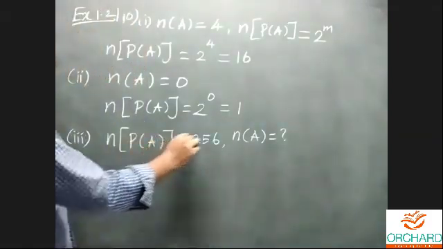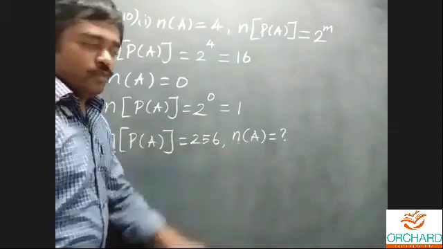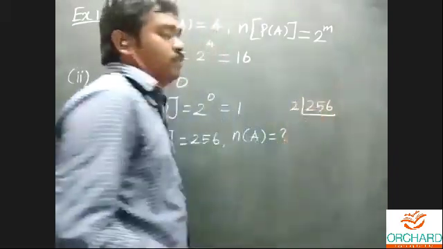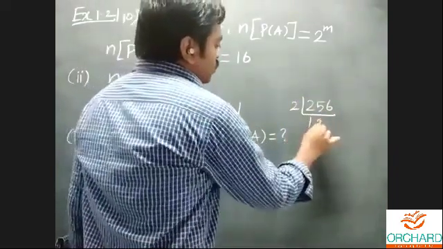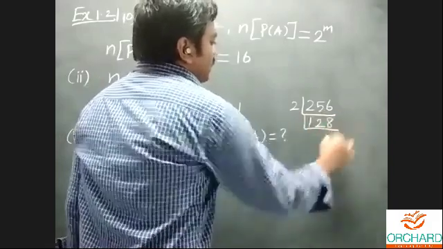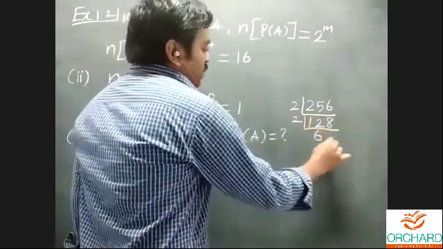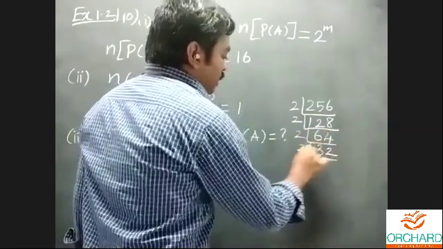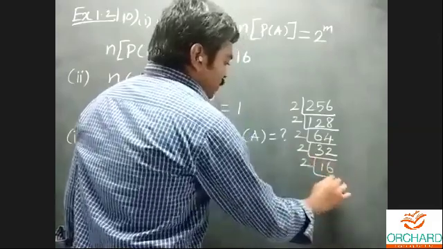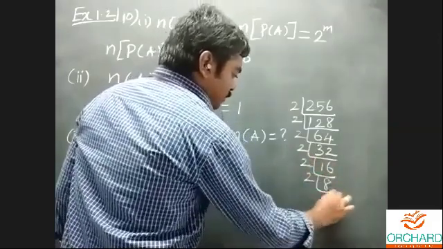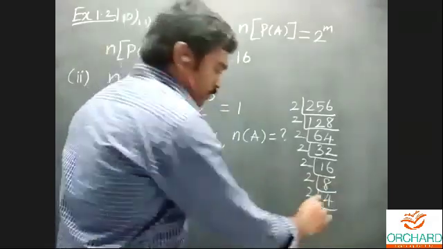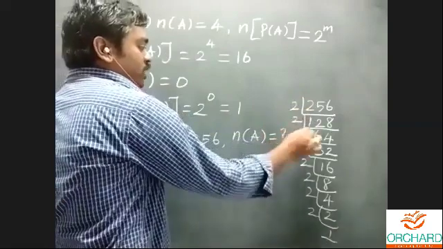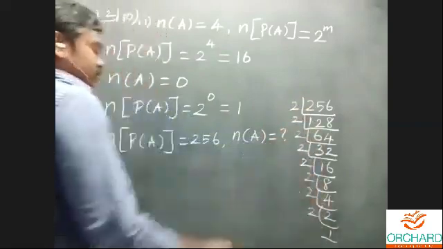Then n of P of A is equal to 256. You want to find n of A. First, factorize the number 256. Prime factorization: 2 tables. 2 2s are 4, 8 2s are 16. Next, 2 table, 6 2s are 12, 4 2s are 8. Again 2 table, and again, until we count 1 2 3 4 5 6 7 8.